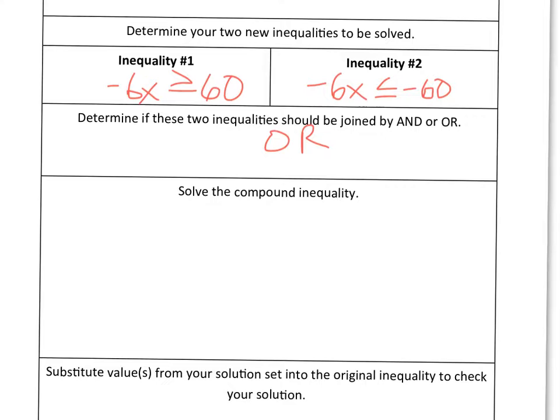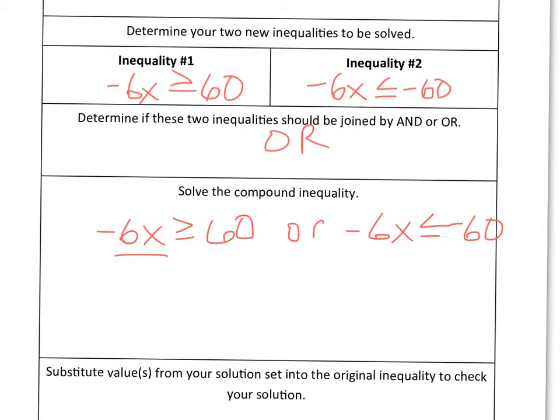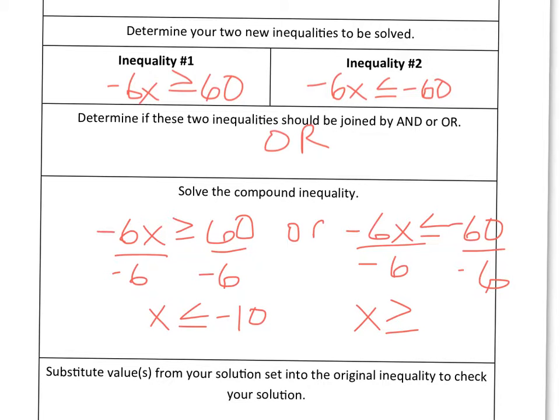Now I need to solve those two inequalities. Negative 6x is greater than or equal to 60, or negative 6x is less than or equal to negative 60. So divide by negative 6. Remember, when you divide by a negative, then you need to reverse your inequality. So less than or equal to negative 10, or divide by negative 6. When I divide by negative, my inequality needs to flip. Greater than or equal to positive 10.